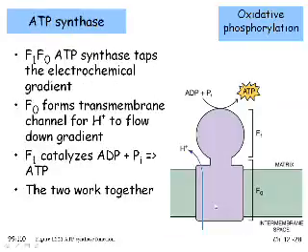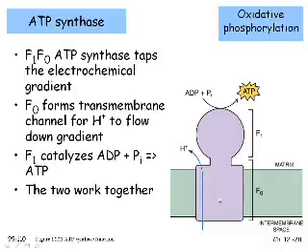So how do we do that? Well, there's this very nifty molecular machine called ATP synthase. And ATP synthase is able to use that proton gradient in order to make ATP.